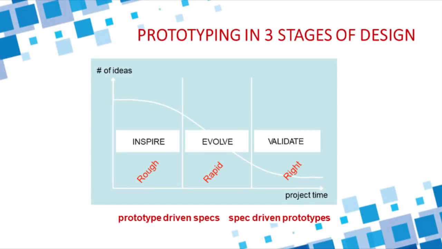After you saw the video, you need to know that there are 3 stages of design in prototyping. The first one is to inspire, where the design would be rough. The second one is to evolve, where the design would become rapid. And finally, in the third stage, the time has come for validation to make things right.